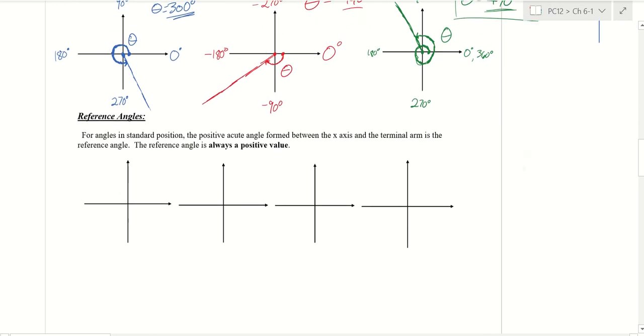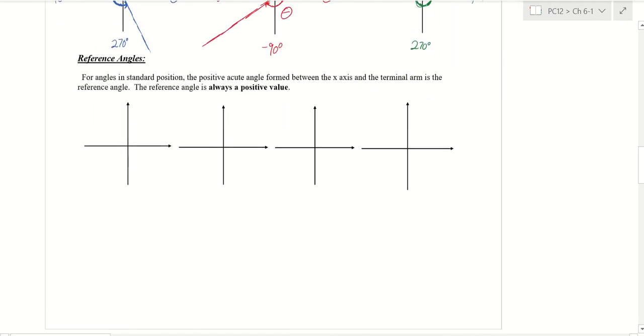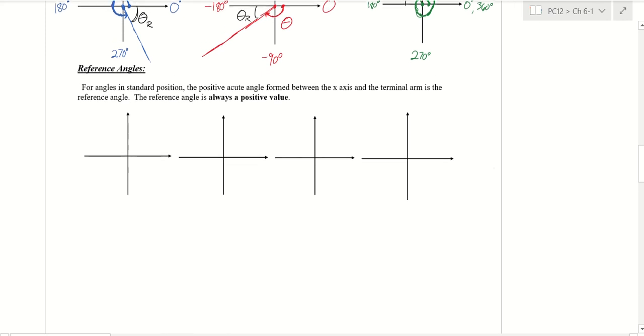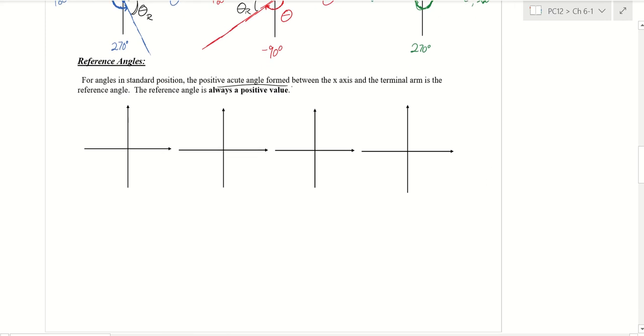Okay. So another thing we should look at is this idea of reference angles. Each of these angles in blue, red, and green that we drew, they all have reference angles. And I'll just quickly show you them. So here, this is the reference angle that would exist for our blue angle. This is the reference angle that would exist for our red angle. And this is the reference angle that would exist for our green angle. So how am I determining that? Well, for angles in standard position, the positive acute angle formed between the x-axis and the terminal arm is the reference angle. Positive acute just simply means, what does acute mean? Acute just means less than 90 degrees.